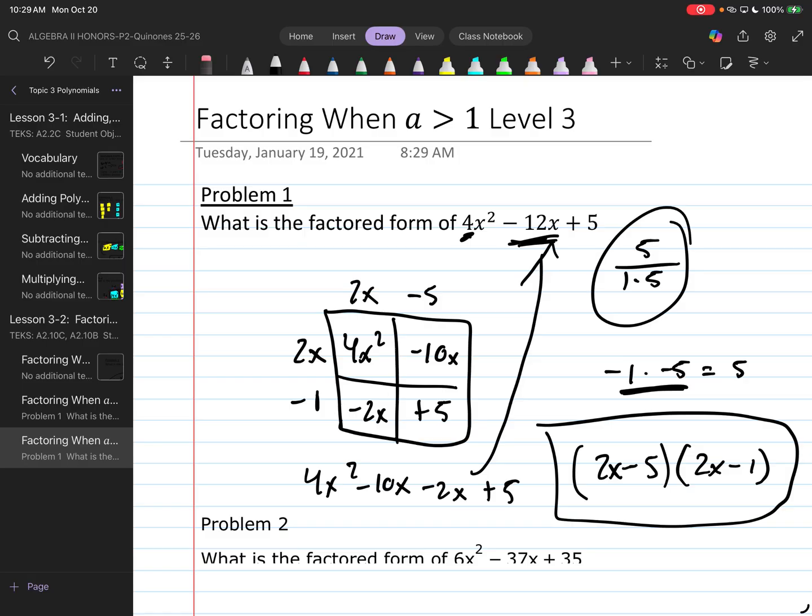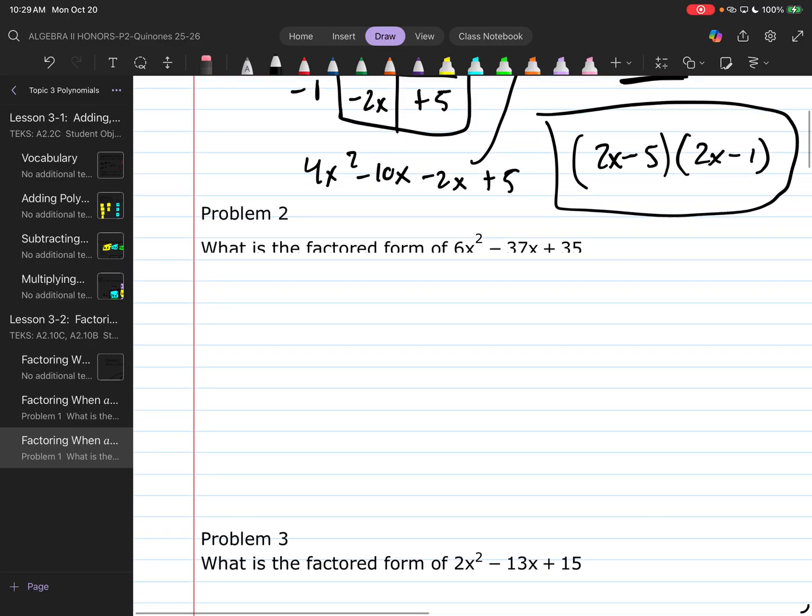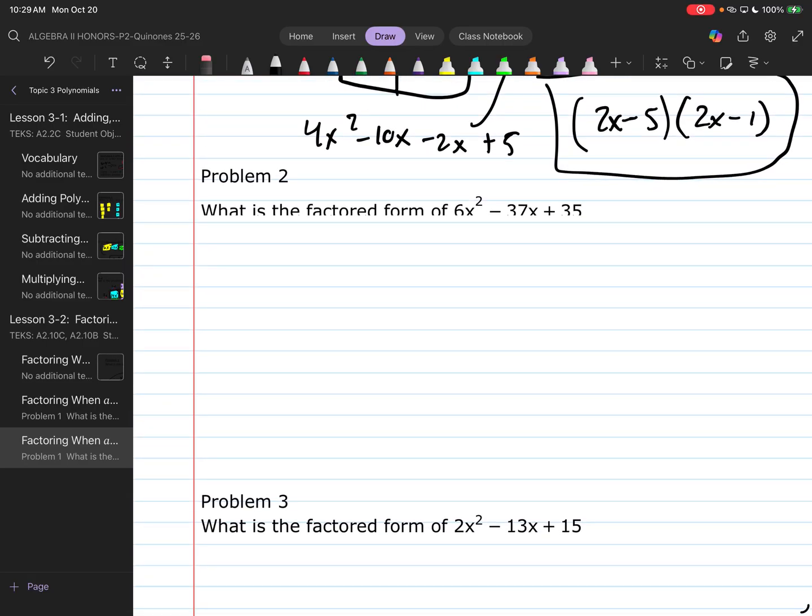Would y'all like to try one on your own? This is one that me in first period got stuck on for a little bit. So I'm curious to see what you come up with. What is the factored form of 6x squared minus 37x plus 35? For this one, I'm going to give you 5 minutes. That should be more than enough time for you to figure it out.